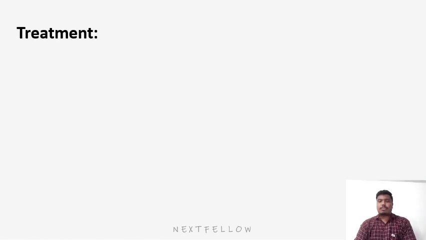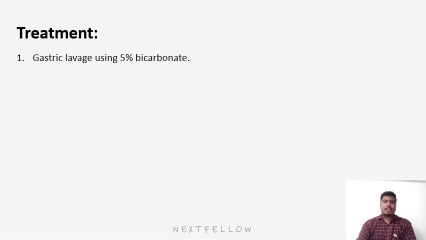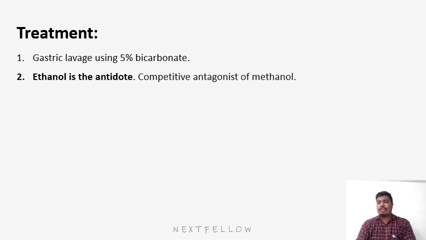The treatment part of methyl alcohol poisoning. Now, gastric lavage is done using 5% bicarbonate and 500 ml is left in the stomach. Activated charcoal reduces mortality significantly. Now, ethanol is the antidote for methyl alcohol poisoning. It is a competitive antagonist.